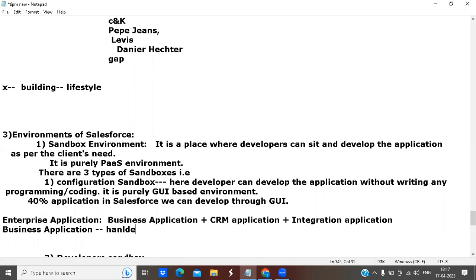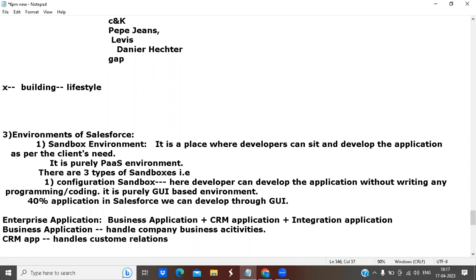So business application handles company business activity. CRM application handles customer relationship. And coming to integration application.